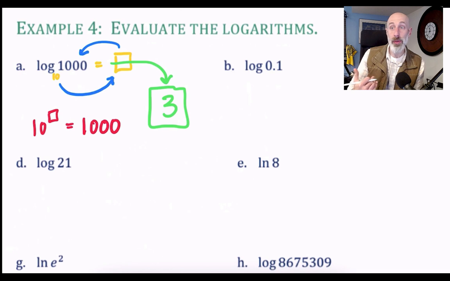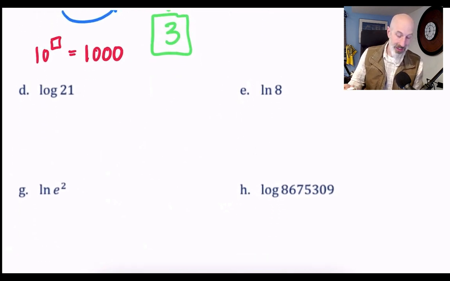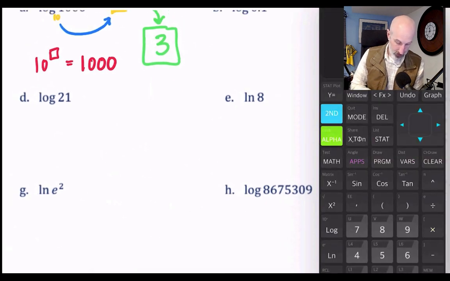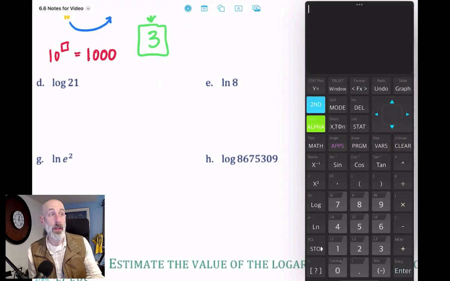Let's try one that we do need a calculator for, using both the log and the natural log buttons. Those two examples would be example D and E. We're just going to need a calculator for this. So if I pull one up on the screen, again, if you have a different calculator, you may need to type things in a slightly different order. Make sure you understand how to use your calculator before getting in there to a test.